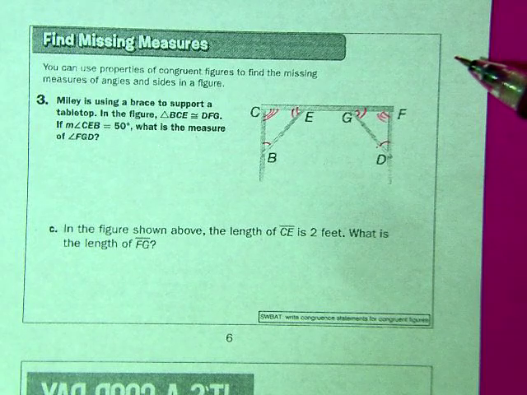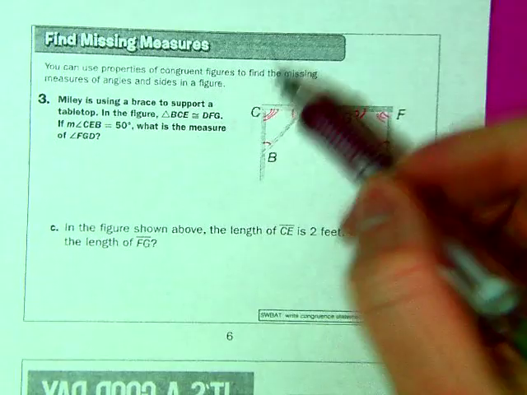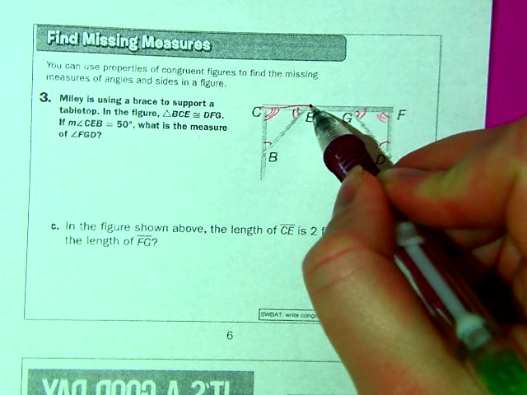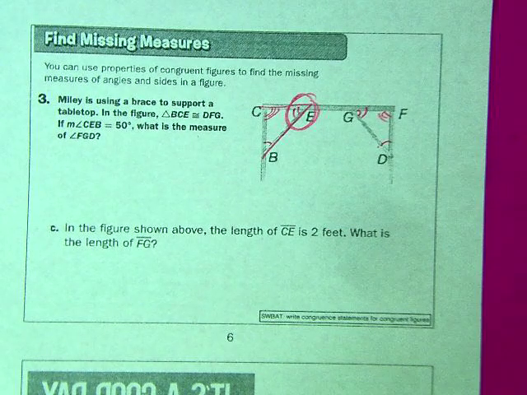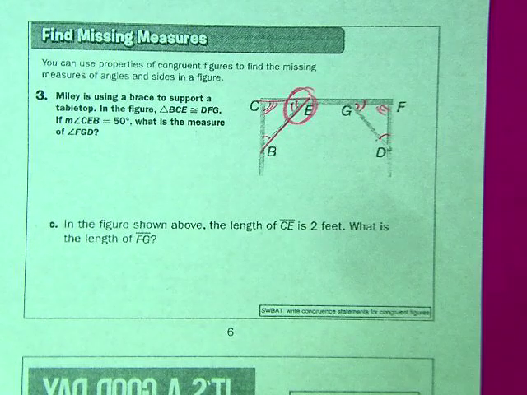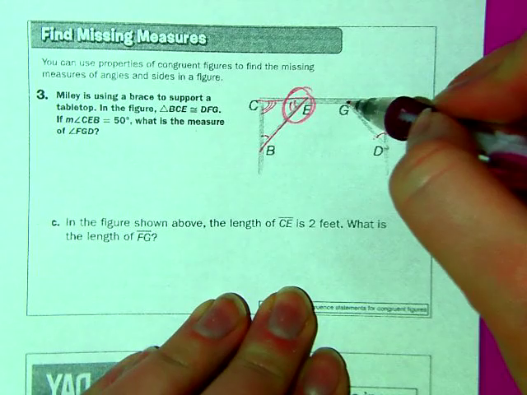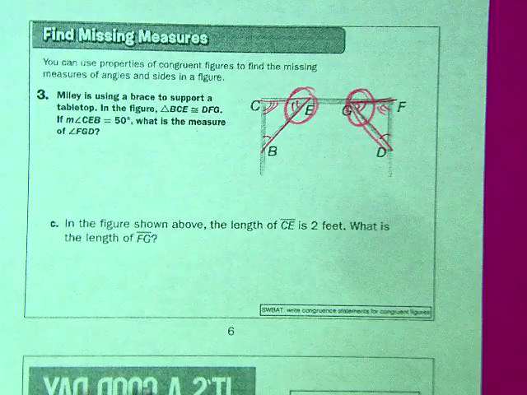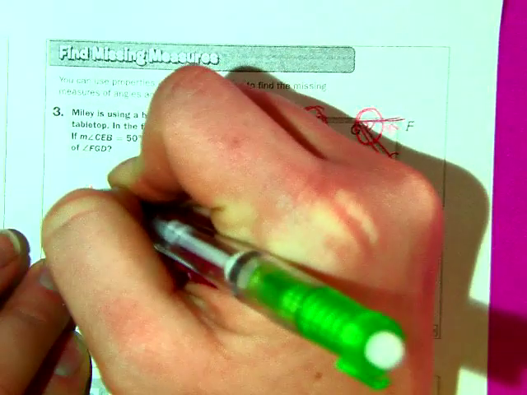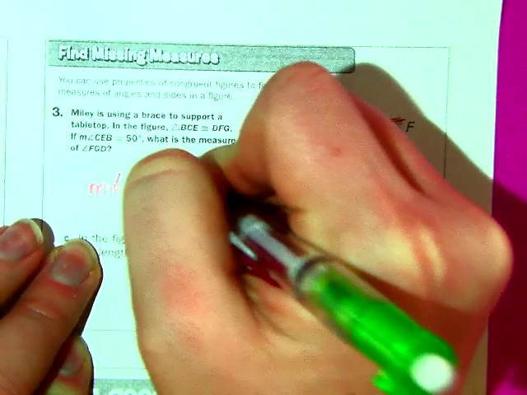If the measure of angle CEB, so it's going to be this one. They could have written it as angle E. Well, there's 2 of them. Anyway, what is the measure of FGD? So they're asking for that one. So if this one is 50, since they're congruent, the measure of angle FGD is 50 degrees.